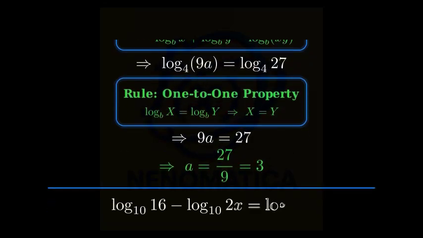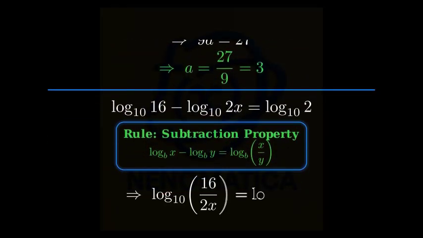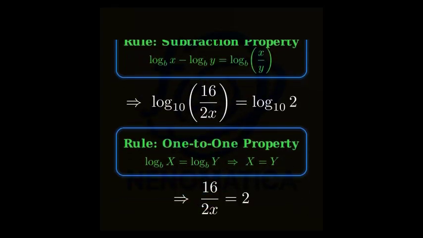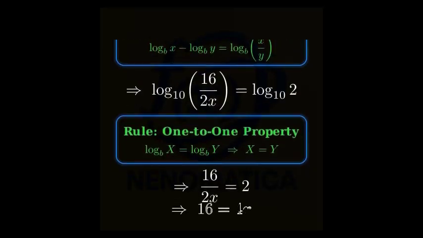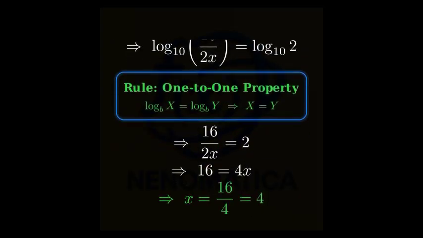Problem 2. Log base 10 of 16 minus log base 10 of 2x equals log base 10 of 2. Step 1. Use the subtraction property of logarithms. The difference becomes a single log of a quotient. Step 2. By the 1-to-1 property, set the arguments equal. 16 over 2x equals 2. Step 3. Multiply both sides by 2x to clear the denominator. That gives 16 equals 4x. Finally divide both sides by 4.